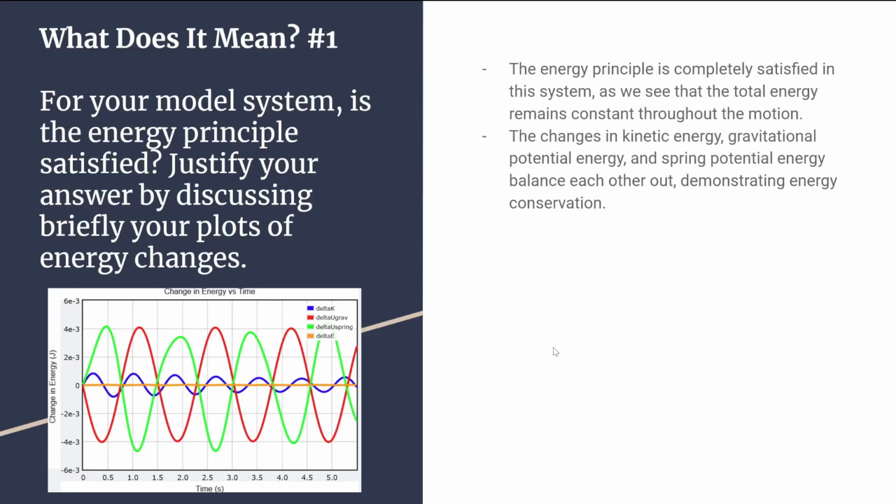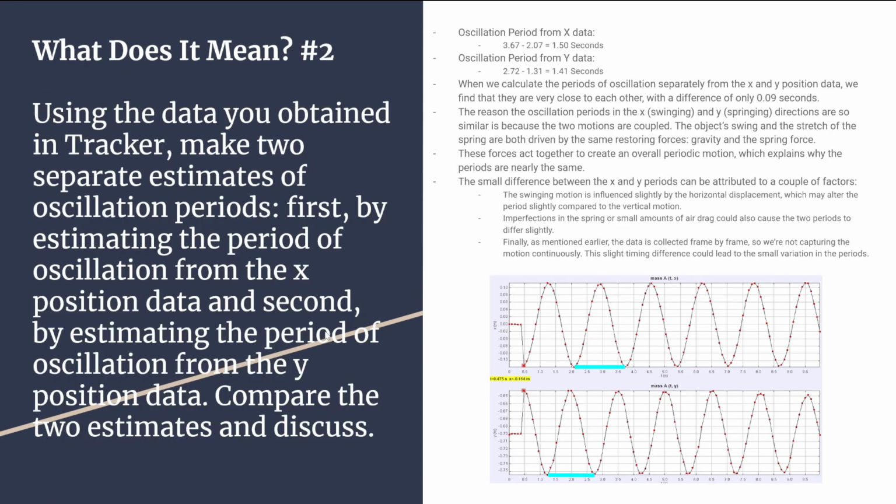Now for the conclusion questions. The energy principle is completely satisfied in the system, as we see that the total energy remains constant throughout the motion. The changes in kinetic energy, gravitational potential energy, and spring potential energy balance out each other. And for our second question, our oscillation period that we observed from the x data was 1.5 seconds, and the period from our y data was 1.41 seconds. When we calculate the periods of oscillation separately from the x and y system data, we find that they're very close to each other with a difference of only 0.09 seconds.